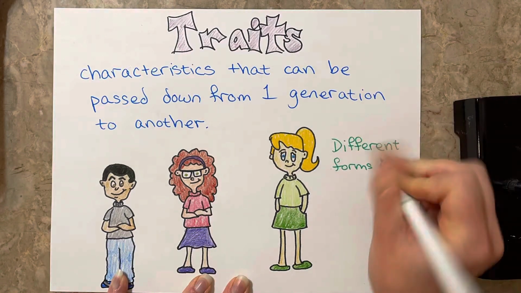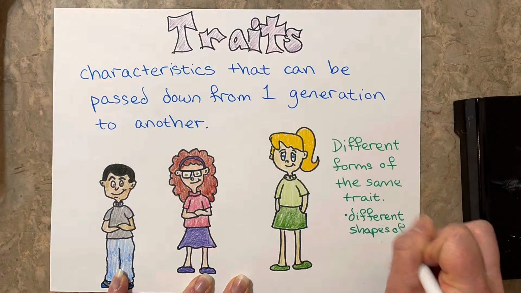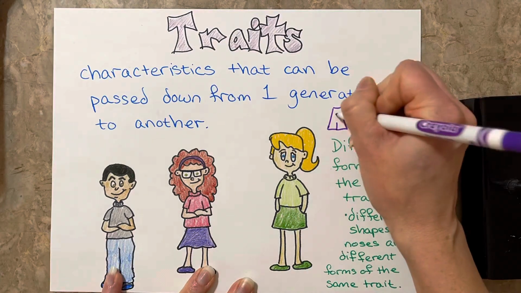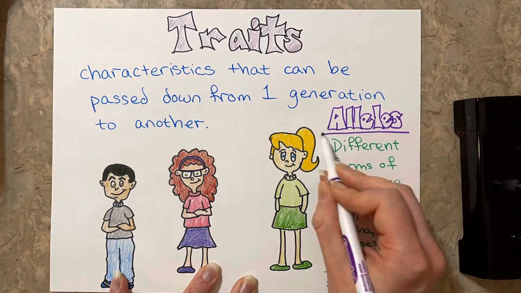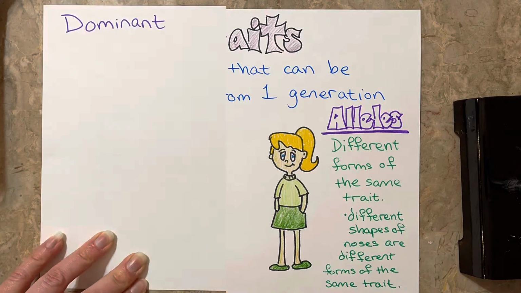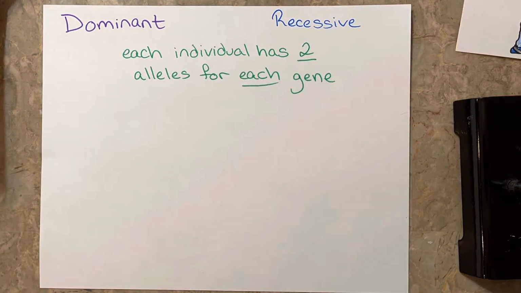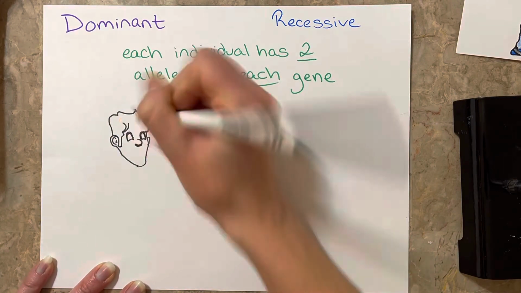Now, looking again at the noses of the people we had before, you will see that there are different forms of the same trait because all of their noses look different. We call these alleles. Alleles are different forms of the same trait. Of these various alleles, one may have a dominant or a recessive trait.